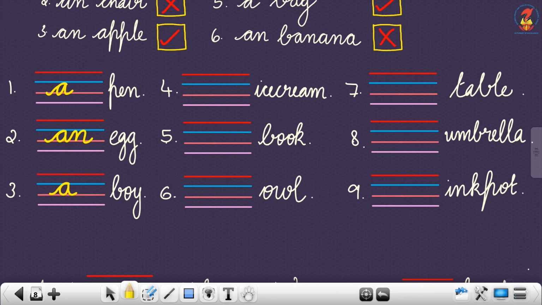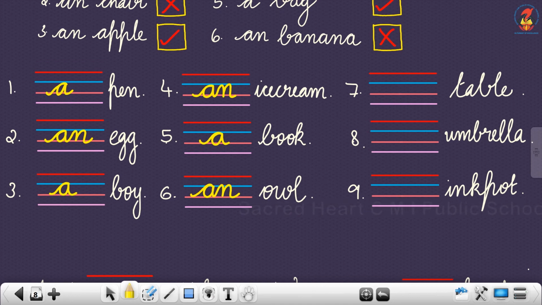Next, dash ice cream. Ice cream is beginning with the vowel sound I. So, which article will come there? Yes, article an. Next, dash book. Which article will come there? Book is beginning with the consonant sound. So, the article will be a book. Next, dash owl. Owl is beginning with the vowel sound O. So, the article will be an owl.